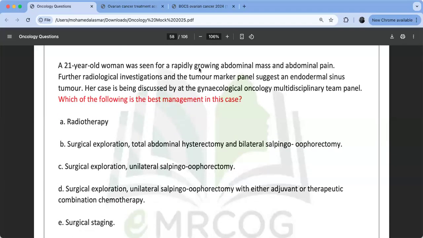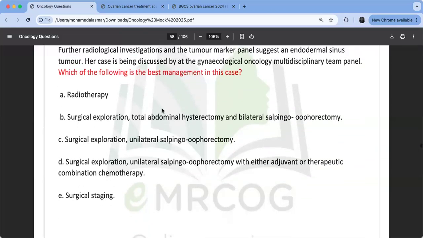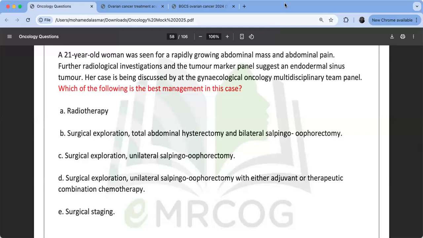A 21-year-old woman is seen for a rapidly growing abdominal mass and abdominal pain. Further radiological investigation and the tumor marker panel suggest endodermal sinus tumor. Her case is being discussed by the gynecological oncology MDT. Which of the following is the best management in her case? She's 21, with a rapidly growing tumor.